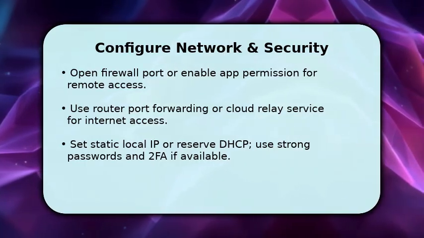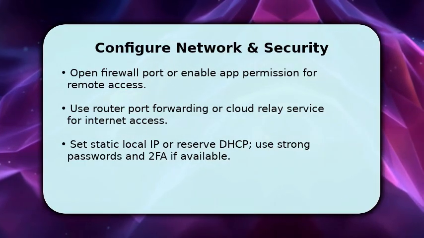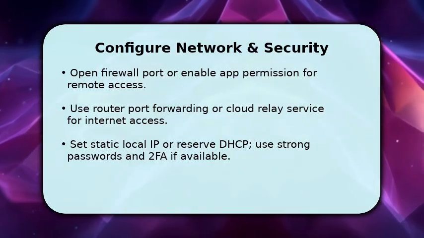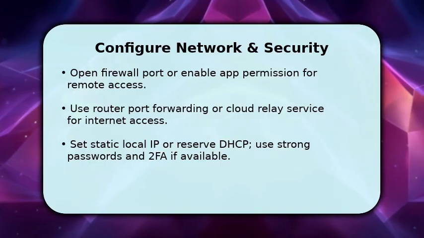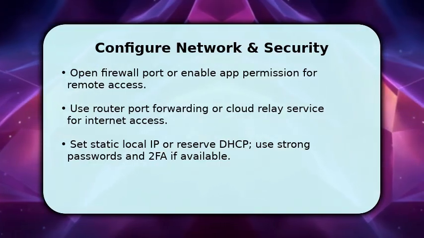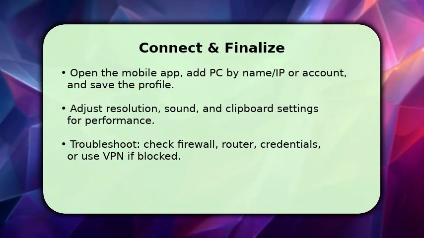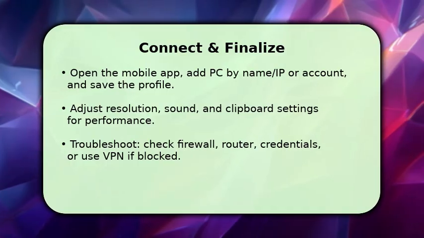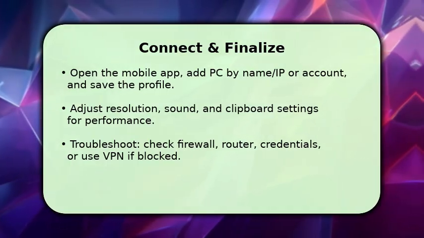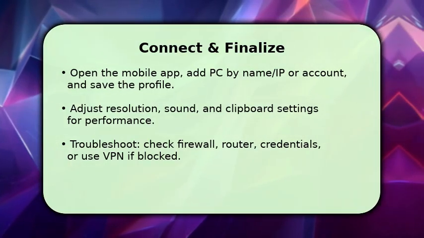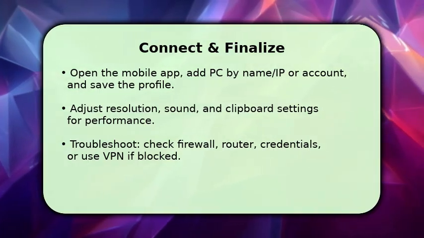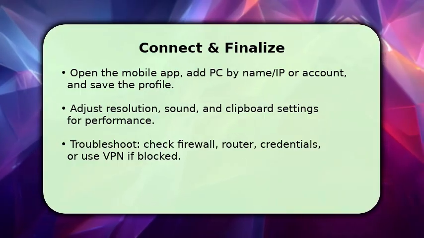Also, enable strong account passwords and two-factor authentication where possible because securing the remote endpoint prevents unauthorized access while you establish a reliable link. You're ready to connect. Open the mobile app, add a new connection using the PC name or external address plus your user credentials, then save that profile for future quick access. Once connected, tune display resolution and bandwidth options to balance clarity versus responsiveness.